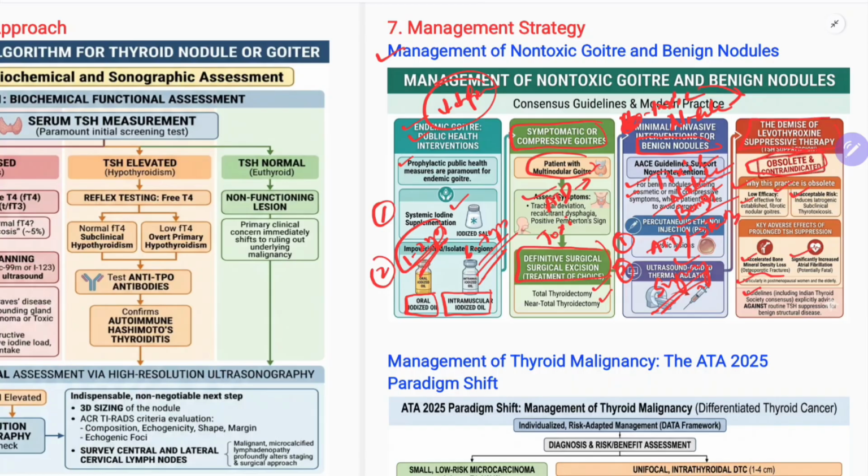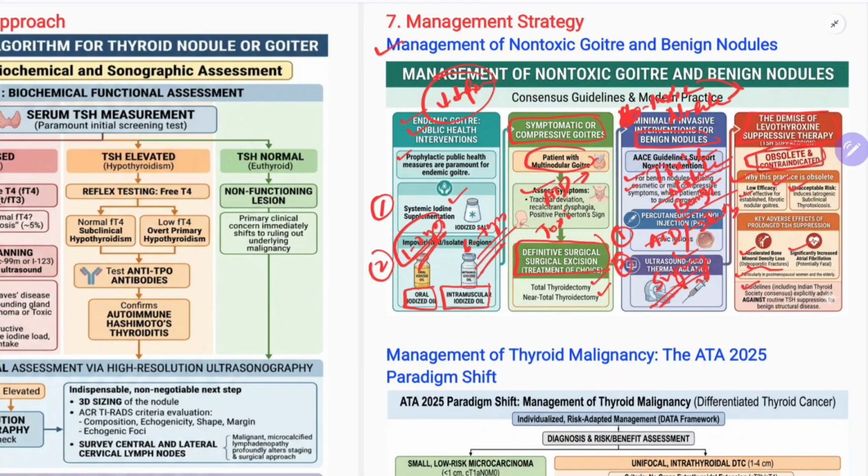By benign I mean, by thyroid scoring, they come in the category of 1 or 2, or if they come in the category of 3, 4 or 5 and you go for FNAC, in FNAC you get it as benign, category 2. So those benign nodules you need to manage like that. If they are toxic, you bring them to a thyroid and you decide surgery.